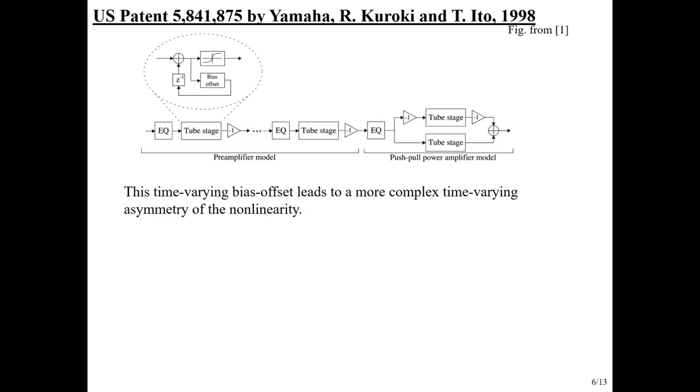Okay. They also do this tube stage. Each tube stage has a static nonlinearity, but it also kind of picks off the value here and calculates a number, a sample, that then is fed back to offset the signal going in. And so that's a time varying bias offset. And it just creates a more complex nonlinearity because it's time varying, and it takes a symmetric nonlinearity and gives it a small amount of asymmetry.